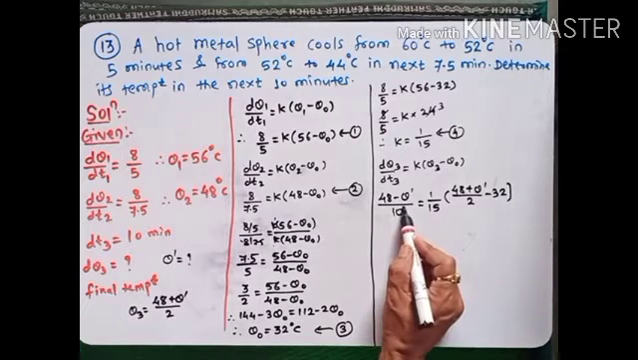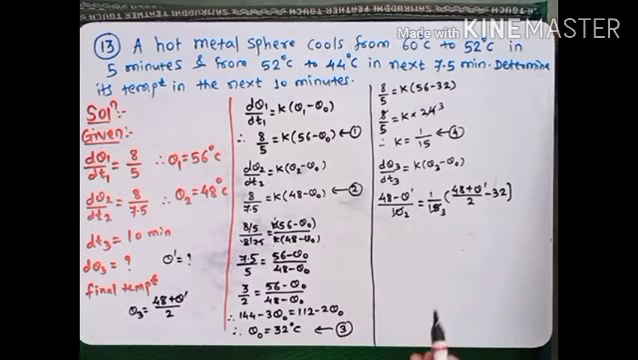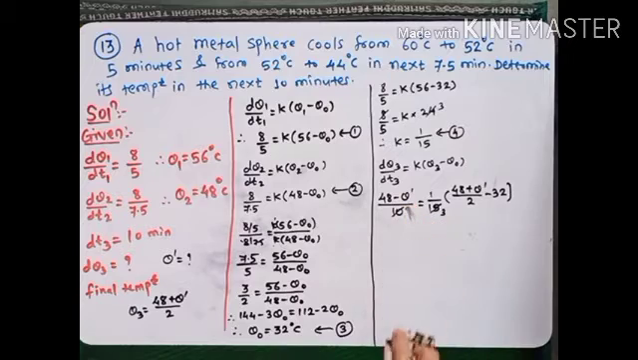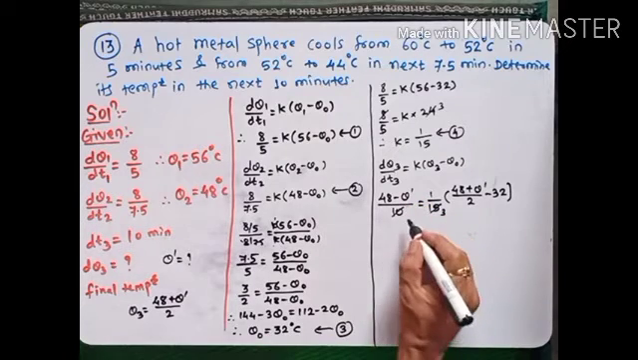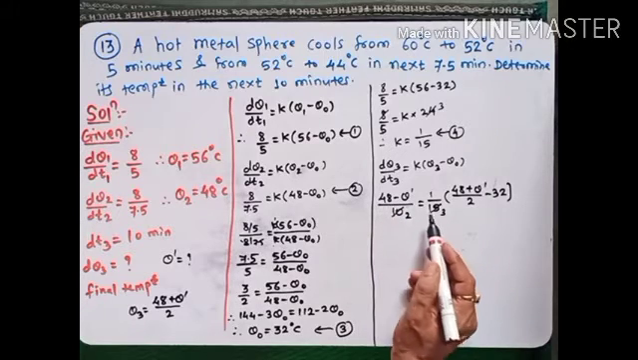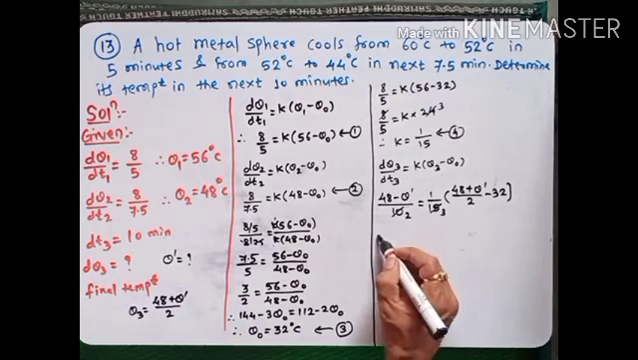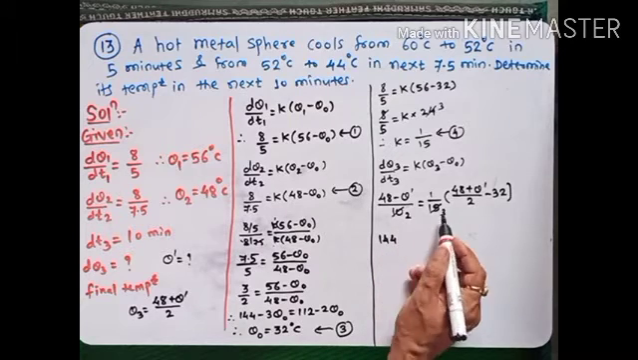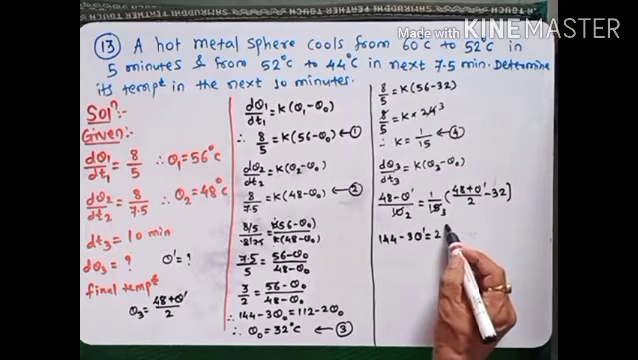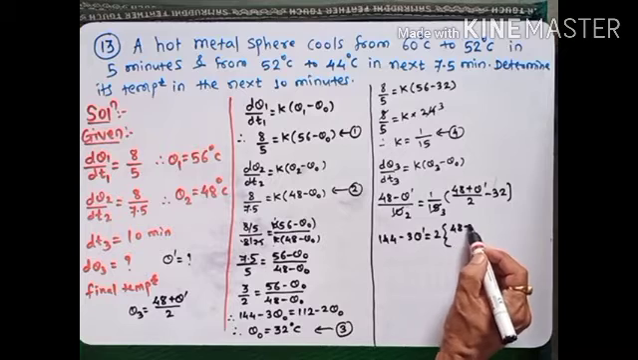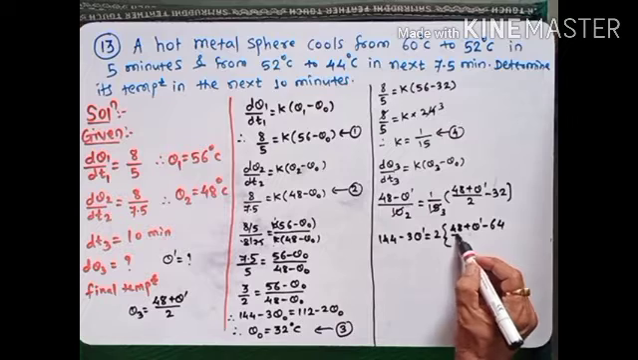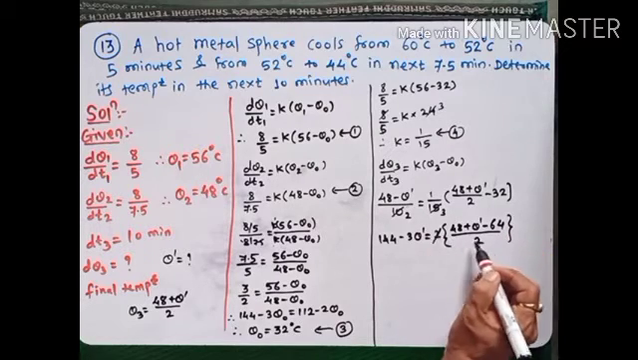See here, 2 as it is. Now 3 on this side: 48 into 3, I will write 144 minus 3 theta dash, is equal to 2 on this side, 48 plus theta dash minus 2 into 32, I will write 64, divided by 2. Okay, and now these 2 get cancelled.